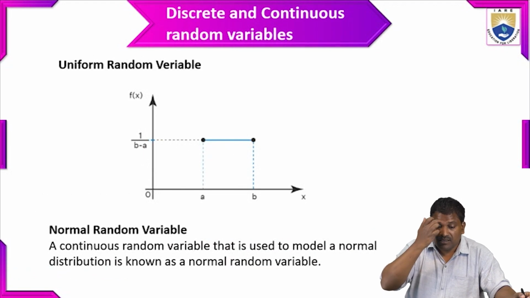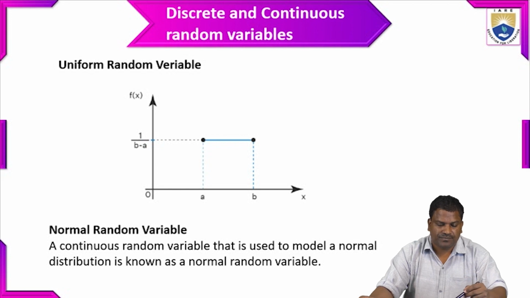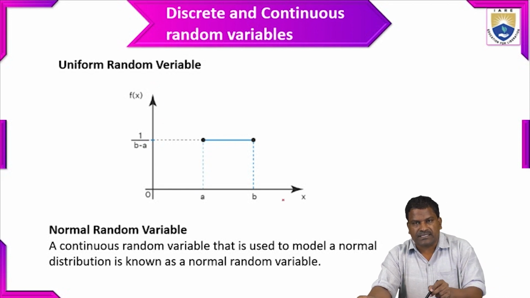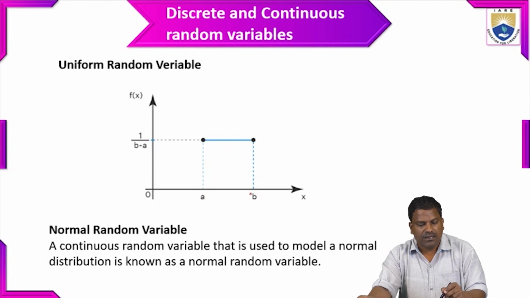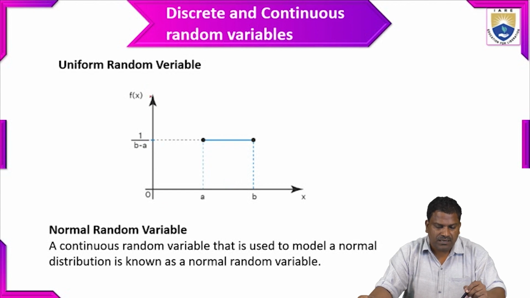Let us see this uniform random variable. Here on the x-axis we are taking some points A and B. The y-axis represents our function f of x. Here we are taking the value exactly equal to b minus a length on the x-axis. This point on the y-axis is 1 by b minus a. Then they are measuring the height at the level of 1 by b minus a.